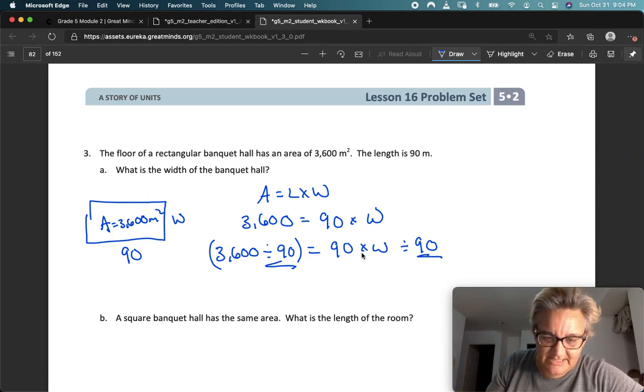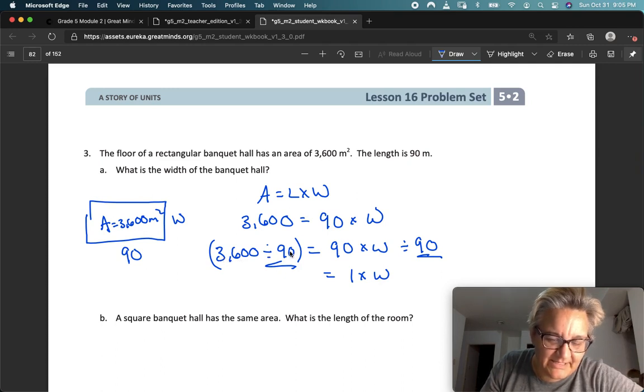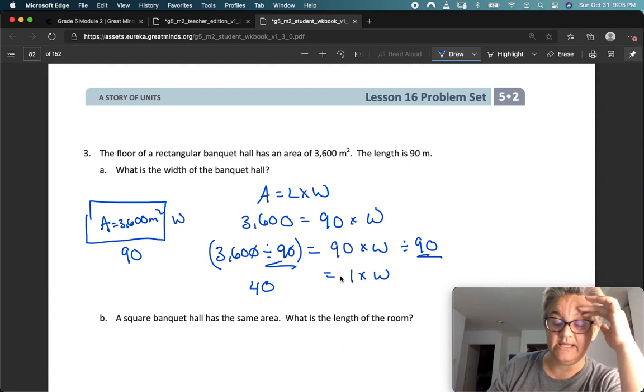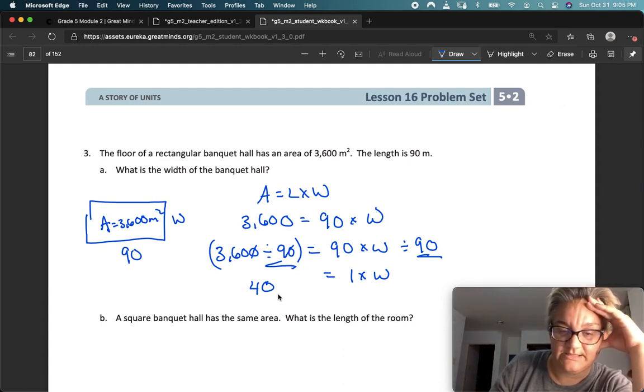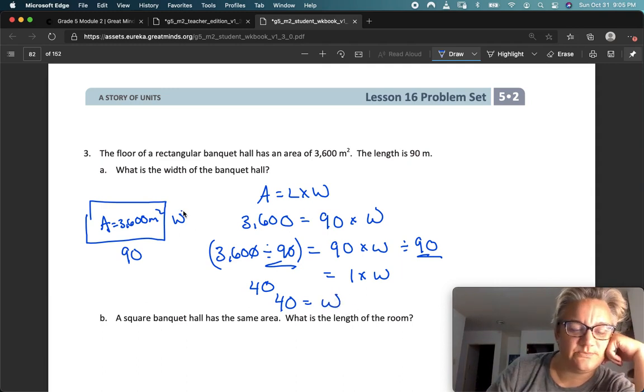So 90 divided by 90 is 1. So that leaves me with 1 times W. And on this side, 36 divided by 90, well, 9 goes into 36 4 times. And I have a 0 on this side and 2 zeros on this side. So I'm going to cut one of those and one of those. And that's going to give me 40. Okay. So 40 equals 1W, which means 40 equals the width. Okay, so width equals 40 meters.